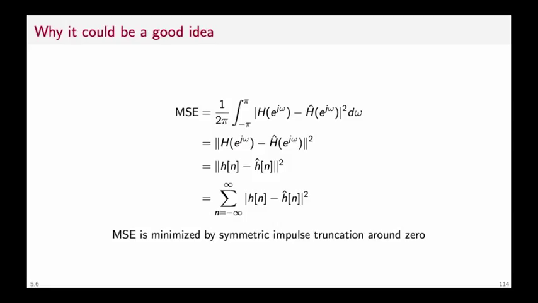The impulse response of the ideal low pass is the sinc, and you remember it decays monotonically as 1 over n. So the mean square error is clearly minimized if we pick values for hat h of n from an interval that is symmetric around 0, because in this way we're actually killing in that summation the largest terms.